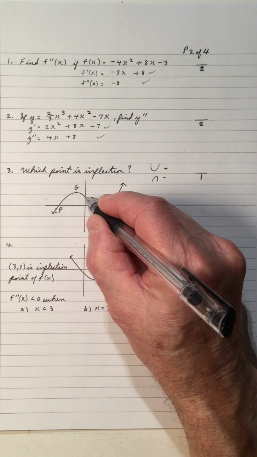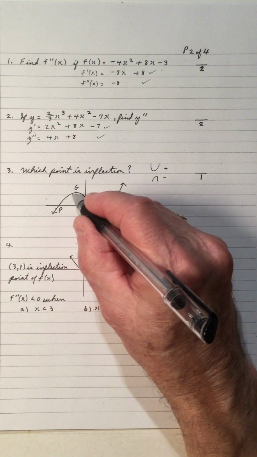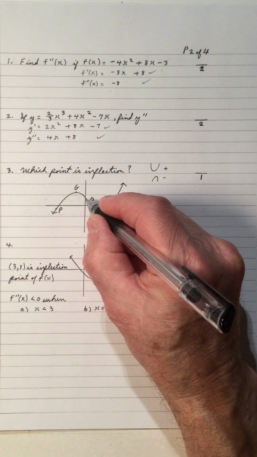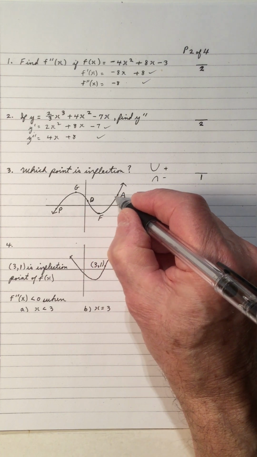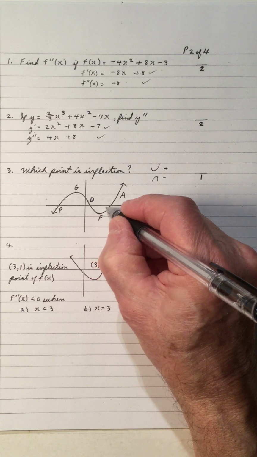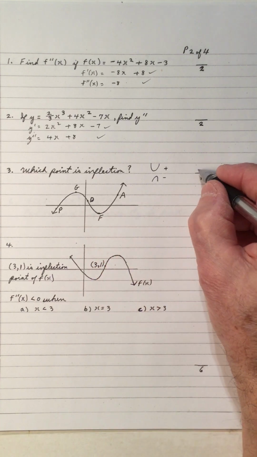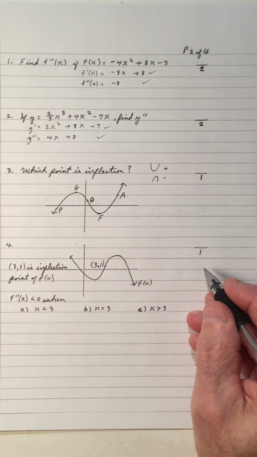Notice on the left side, the concavity is downward, so f double prime is less than 0. On the right side of D, the concavity is positive, so f double prime is greater than 0. So D is the answer. If you have D, give yourself a mark.